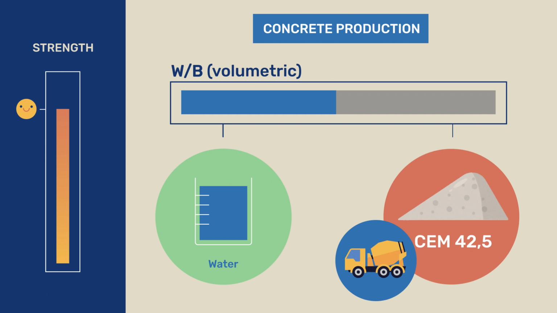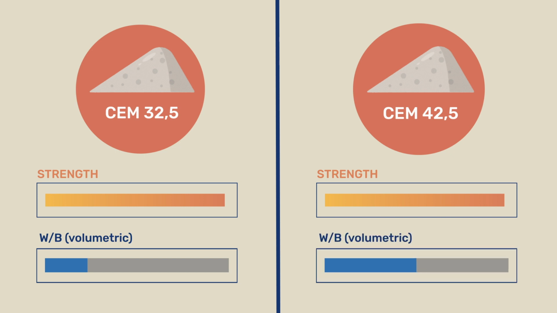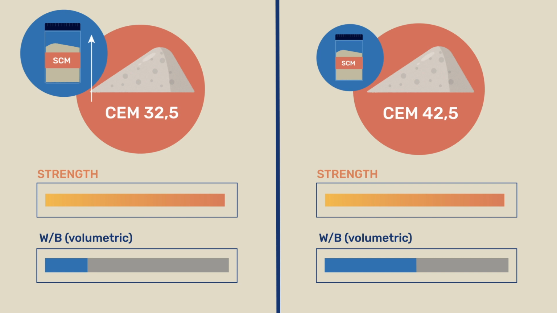From the perspective of a concrete producer, they can use a lower strength grade cement and reduce the water content to obtain a concrete with the same strength and durability that they could obtain with a more performant cement, but at a higher water-to-binder ratio. As an example, this would allow them to work with a CEM 32.5 instead of 42.5. In terms of sustainability, this allows them to use cements with higher SCM contents, even if this comes at the expense of a lower strength class.